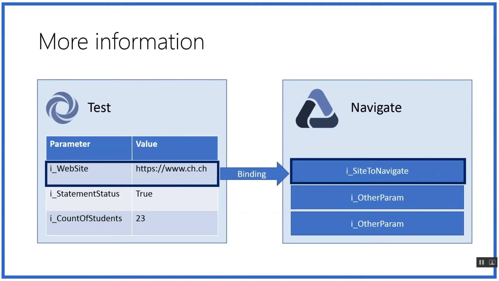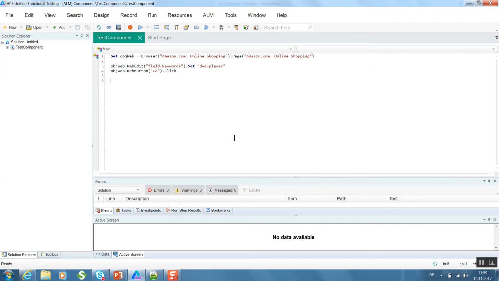That's in ALM. I'll show how you can make that later. So now, when we run the test, we give the parameter I_website to our navigate component, and this component navigates to the specific page. I made some other parameters here just to show that navigate could also contain multiple parameters. So let us see that in UFT.